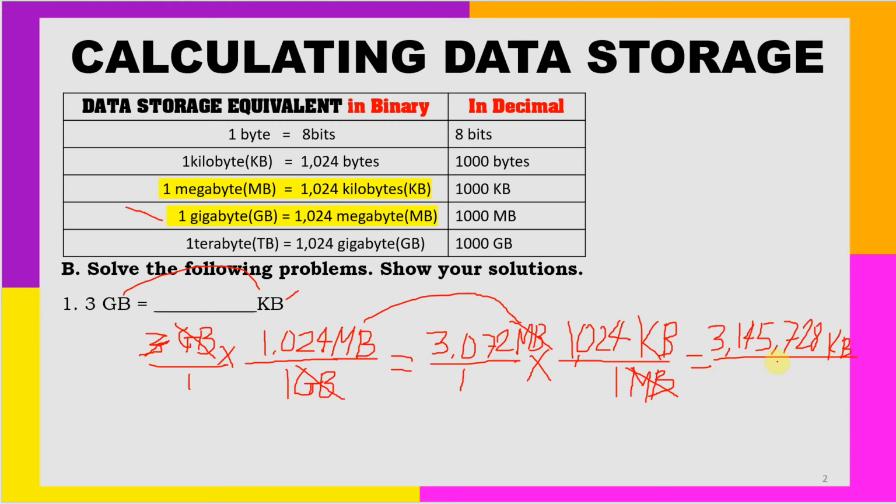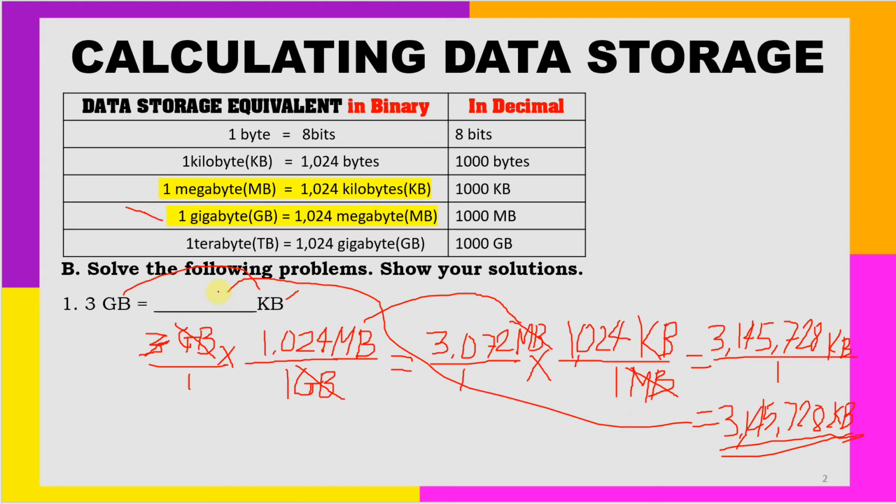And 1 times 1 is equal to 1. Okay, so any number divided by 1 is equal to the number. So the answer is 3,145,728 kilobytes. Okay, so this is your final answer here. That means 3 gigabytes is equal to 3,145,728 kilobytes. Okay, so mega means million bytes, kilo means 1,000 bytes.